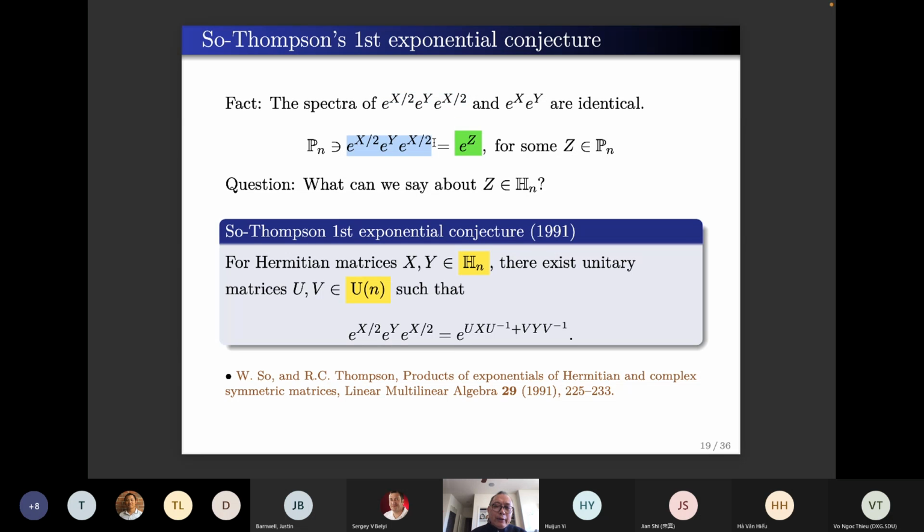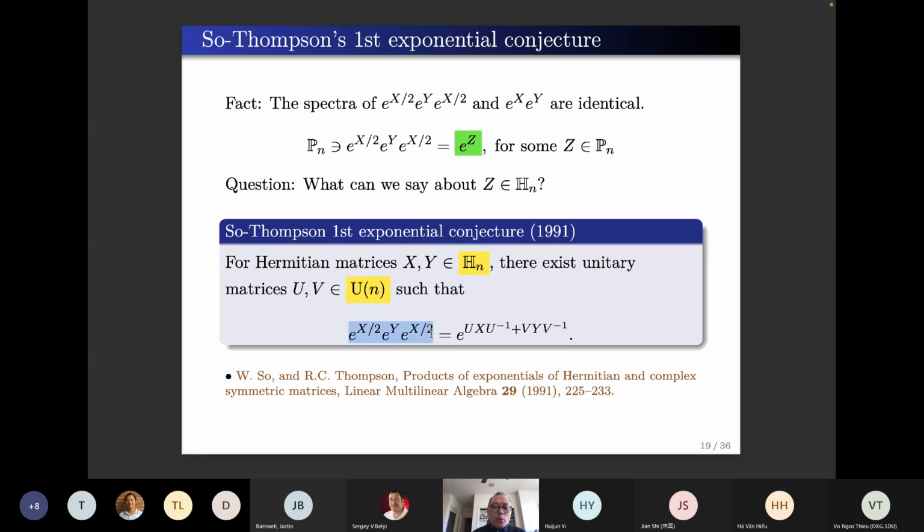So you get that. It is in PN. So it must be the exponential of Z, because the exponential map from HN to PN is a bijection, right? So what can we say about Z? All right, so they have the first conjecture. The first conjecture is this.